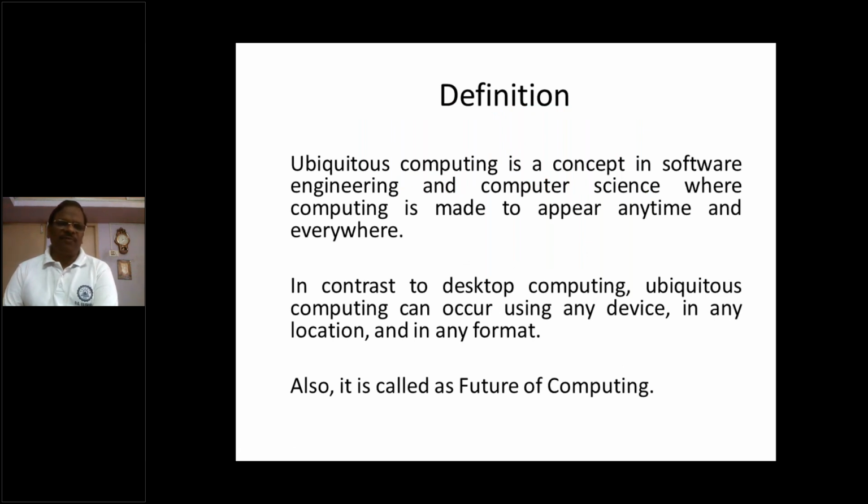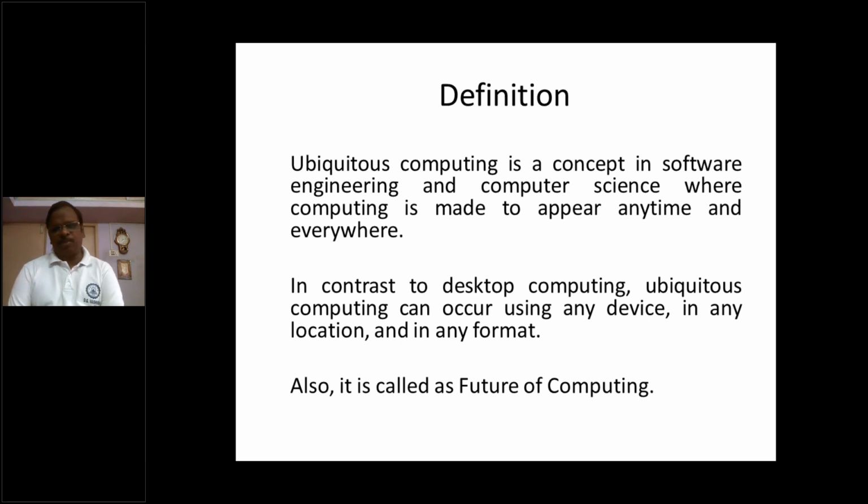What is the definition of ubiquitous computing? It is a concept in software engineering and computer science where computing is made to appear anytime and anywhere. A computer application, a software engineering application, a computer science oriented application is available anywhere, anytime, in any medium, in any form. This is ubiquitous computing, pervasive computing.